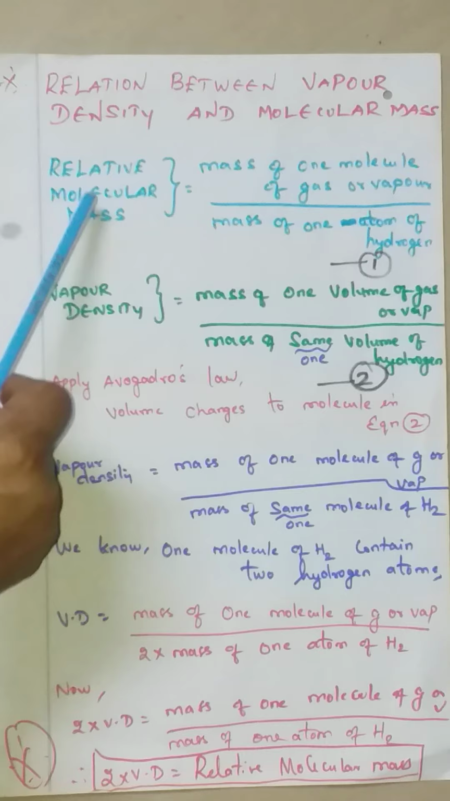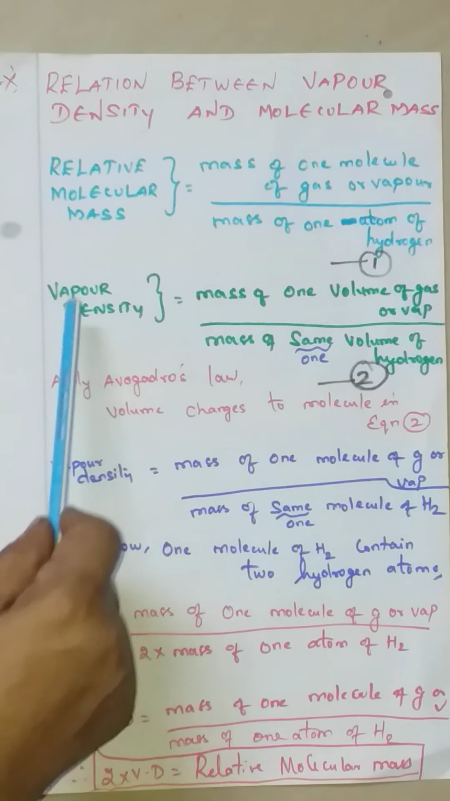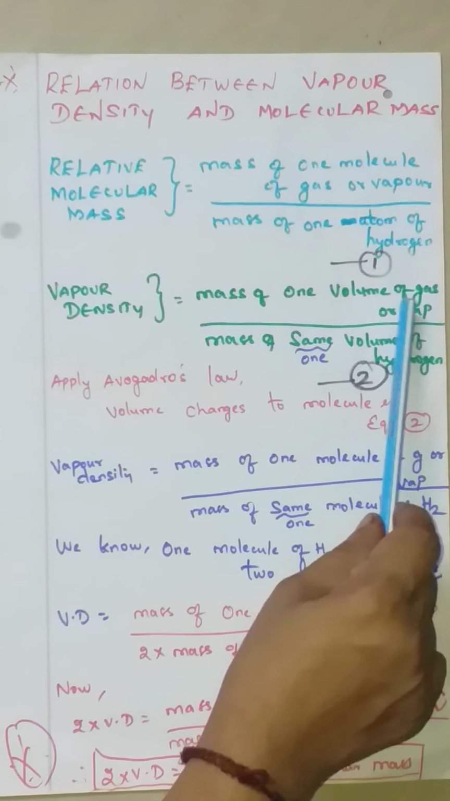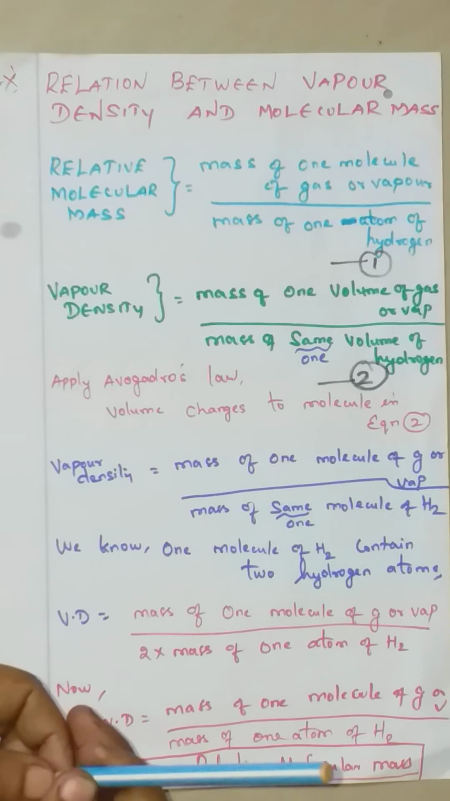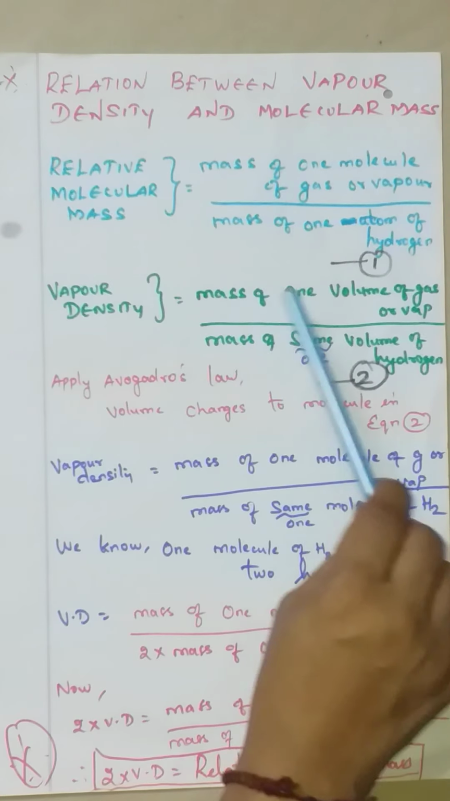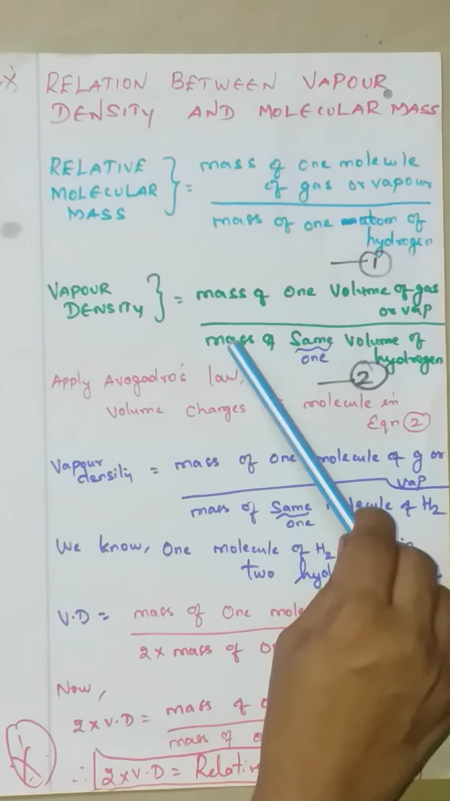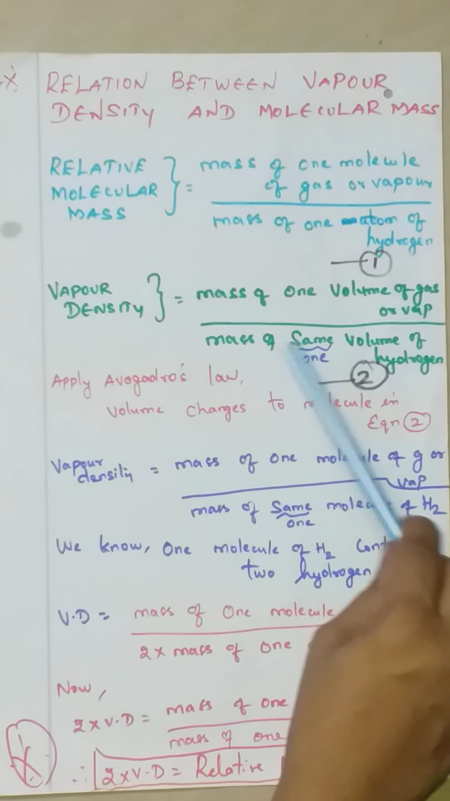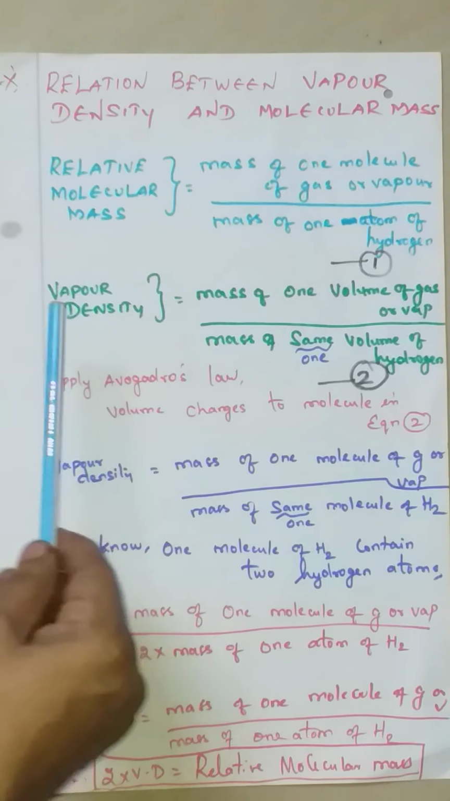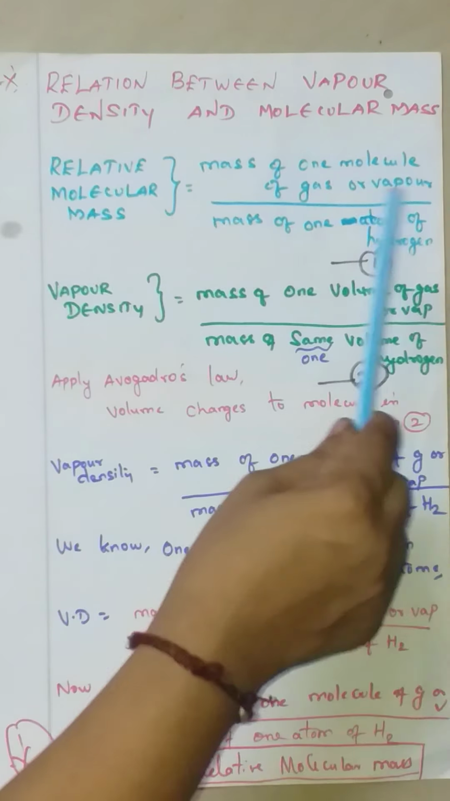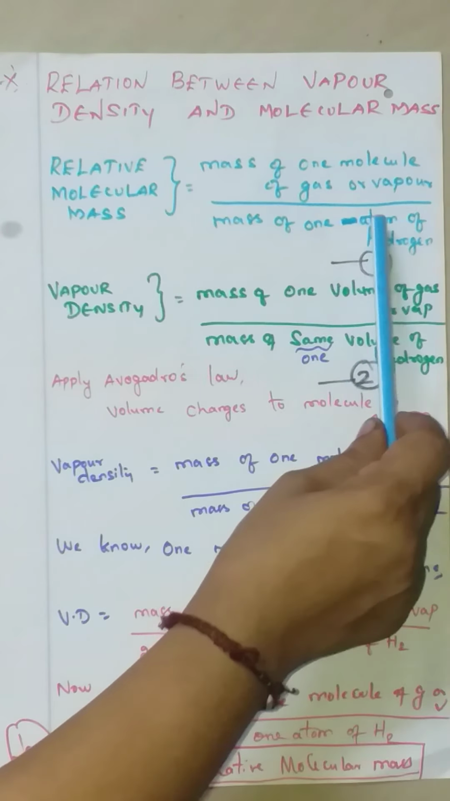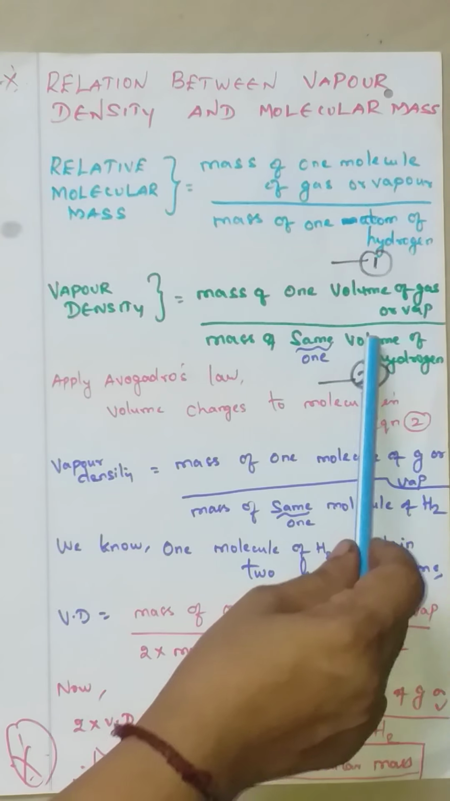Here, molecular mass means we take one molecule. Vapor density means we mention the volume. So it is the mass of one volume of gas or vapor, because gases are mostly explained in terms of volume. We divide it by the mass of one volume of hydrogen. The definition is the same for both relative molecular mass and vapor density. The only difference is that here we use one molecule, and here one volume; there one atom of hydrogen, here one volume of hydrogen.